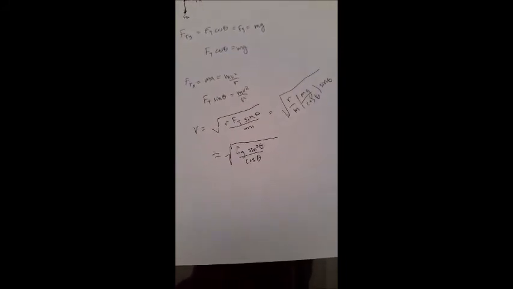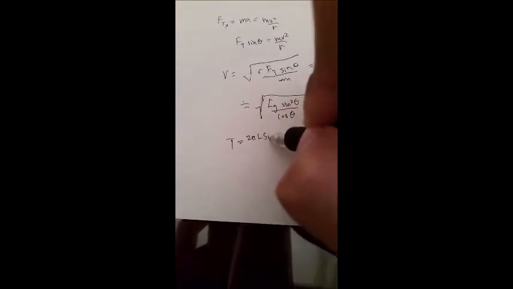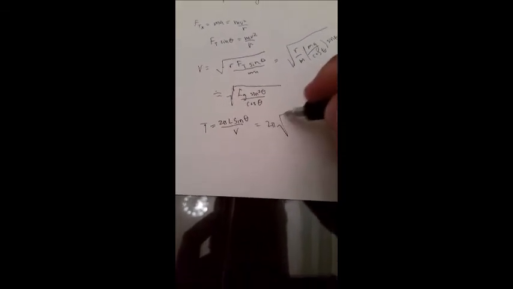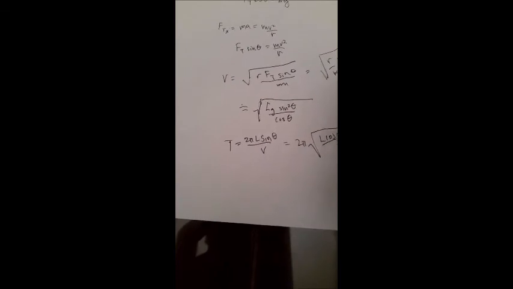The period is simply 2 pi L sine theta over v. So you get T equals 2 pi L sine theta over v. And plugging in the expression for v, the square root of Lg sine squared theta over cosine theta, you simplify to get T equals 2 pi times the square root of L cosine theta over g.